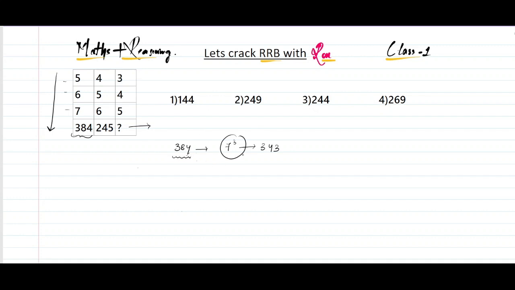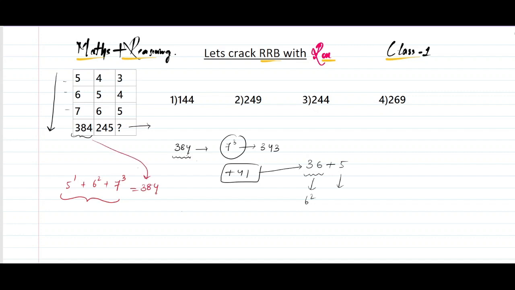So how much we need to add? 4 minus 3, 1. 8 minus 4, 4. So still we need 41. See, if you observe 5, 6 and 41, you can see 41 can be written as 36 plus 5, right? Whereas 36 is nothing but 6 square and 5, which is the first number. So our pattern here is 5 to the power of 1 plus 6 square plus 7 cube. Combining these numbers, we got the number which is 384.